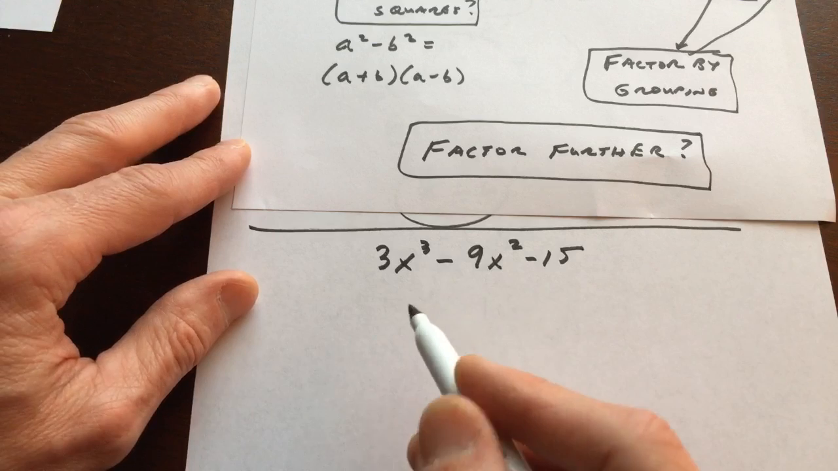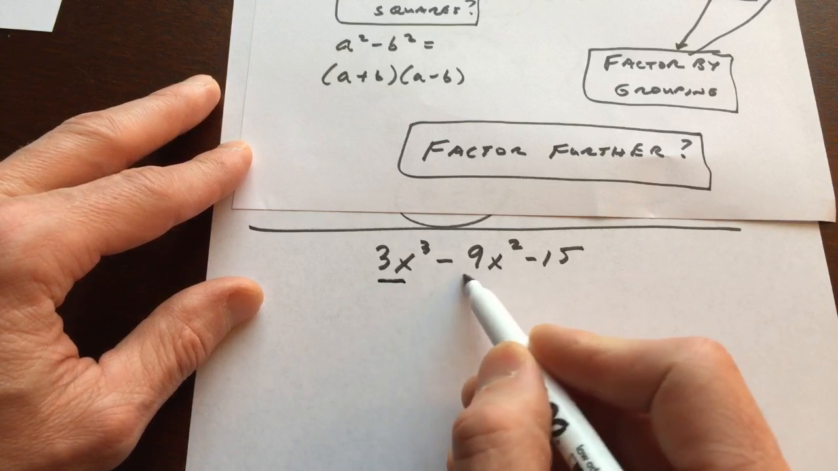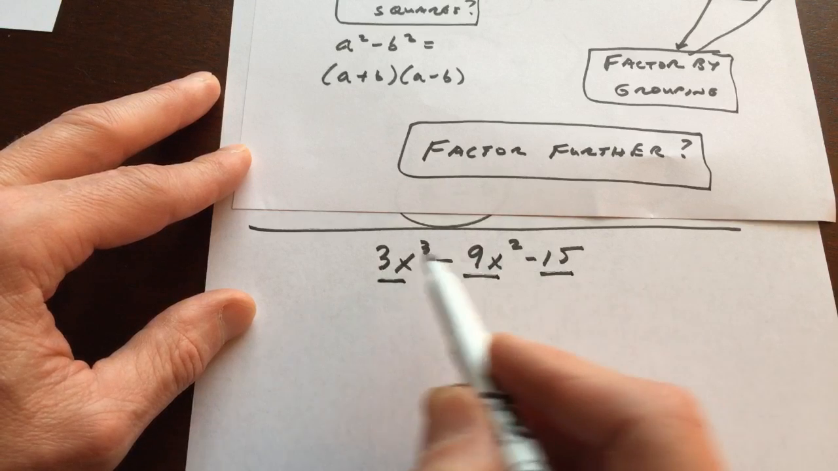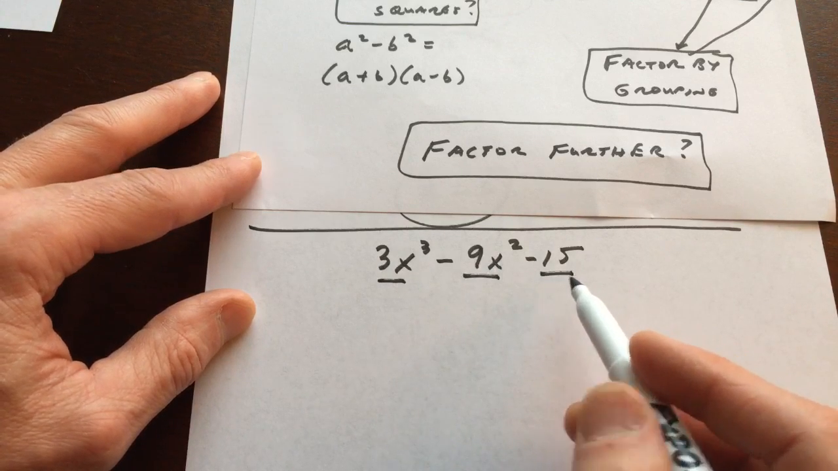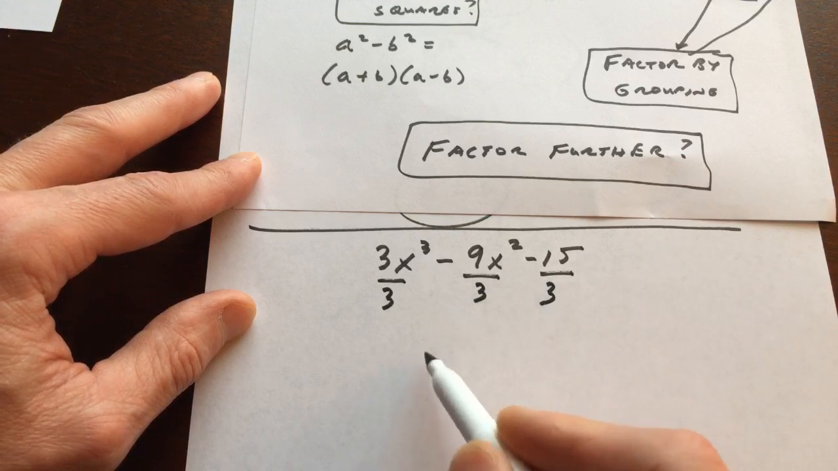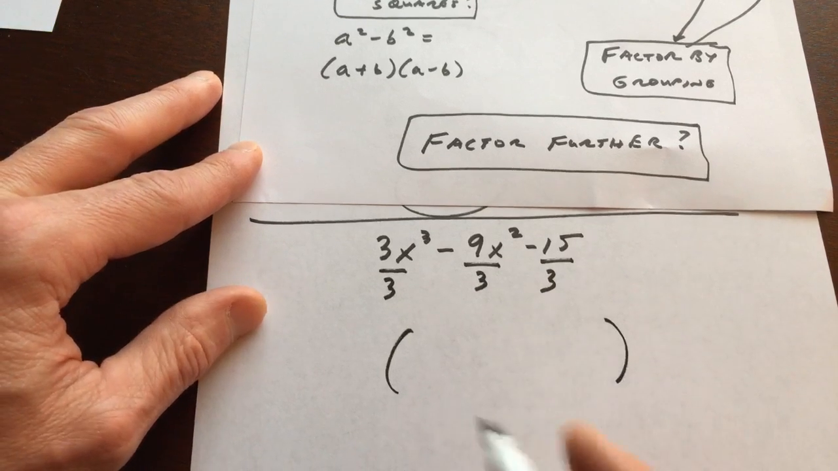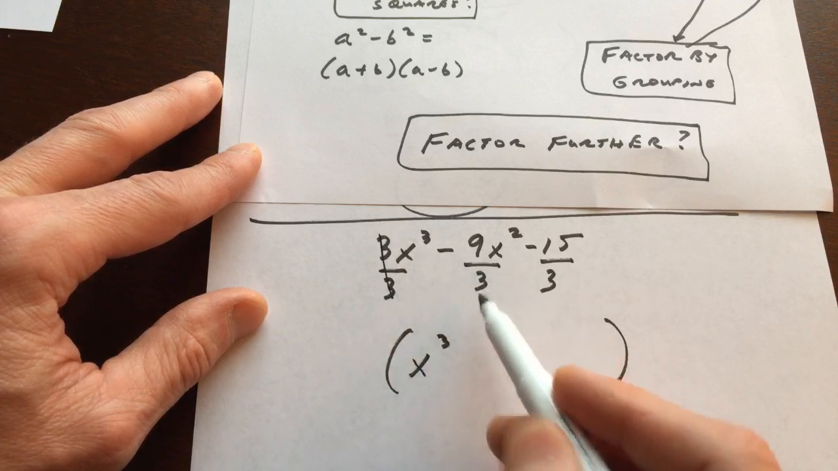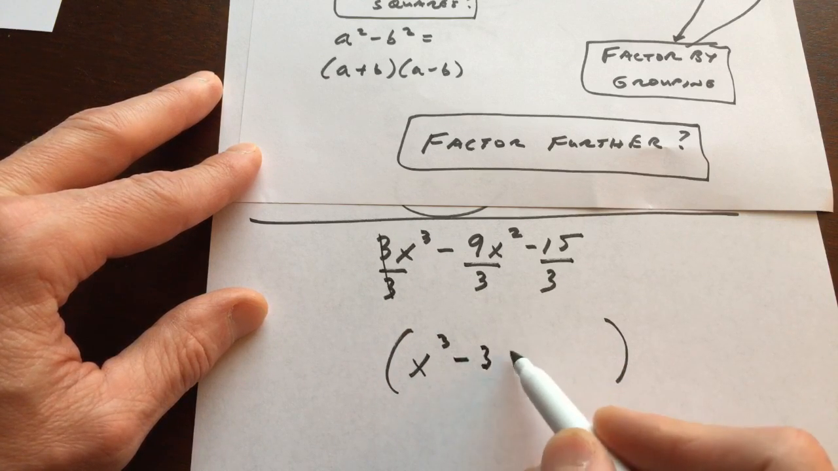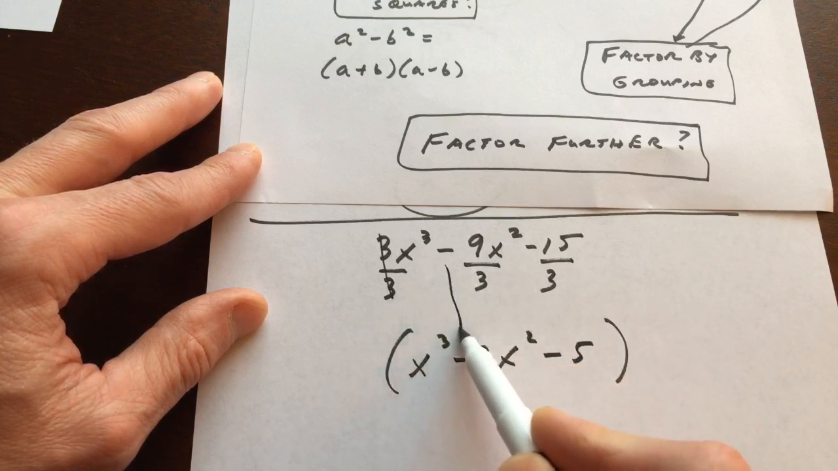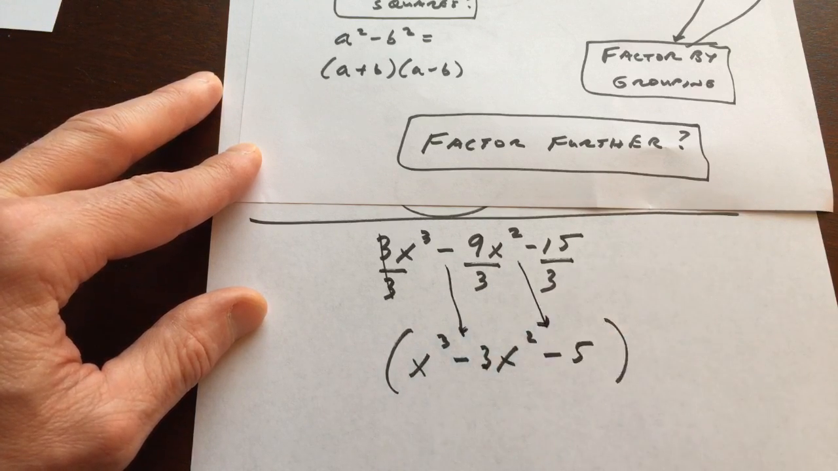Yeah, so it looks like if you were to look at each of these terms individually, the only thing that they have in common, the only thing that you can divide out of all the terms is 3. So let's go ahead and do that. We're going to divide all these by 3. And what we're left with is x cubed, because these 3's are canceling. 9 divided by 3 gives us 3, x squared, and 15 divided by 3 is 5. And notice I'm just putting the minus sign in between those terms.